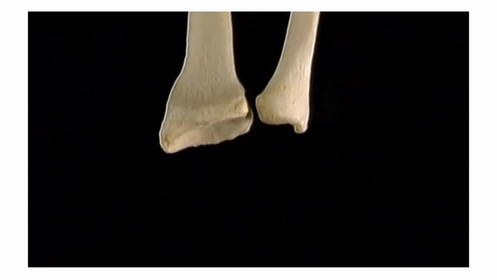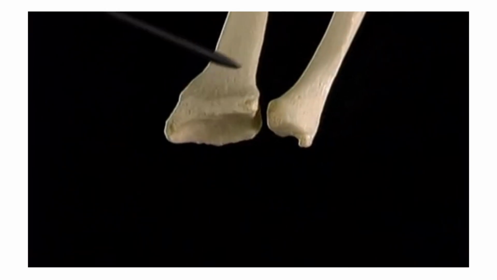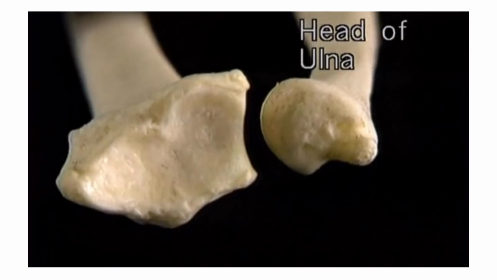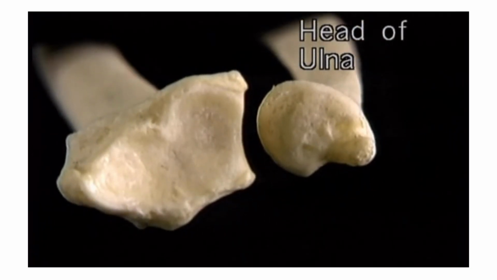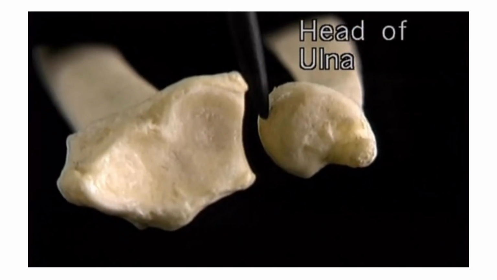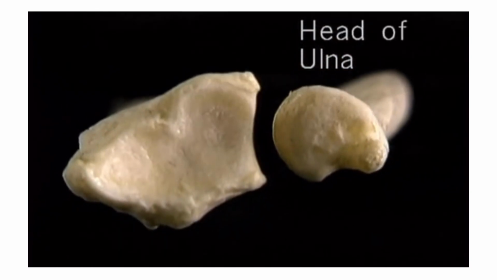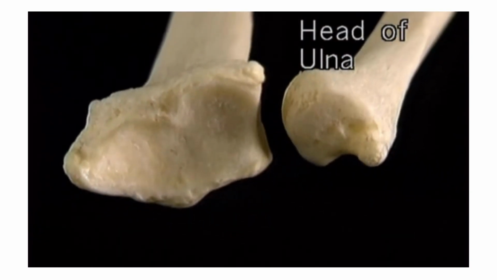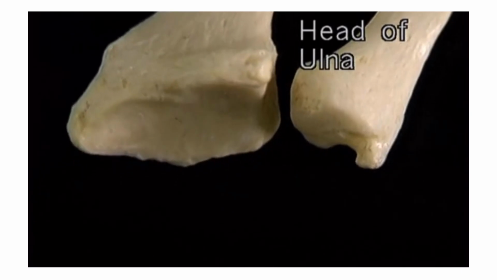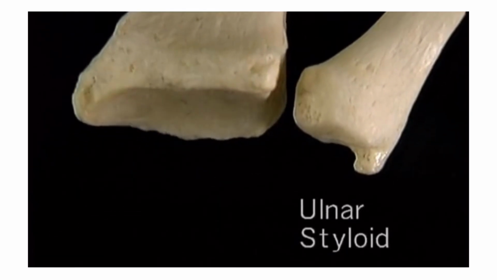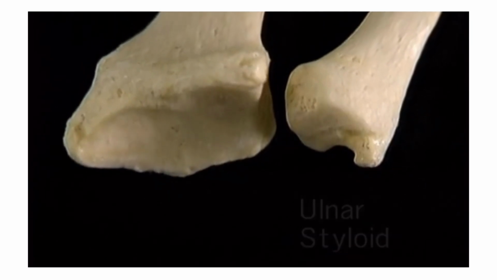To understand the distal radioulnar joint, let's look at the distal ends of the radius and the ulna. The head of the ulna has a rounded articular surface. This part articulates with the radius. This part articulates with a key structure that we'll see shortly, the triangular fibrocartilage. The pointed tip of the ulna is called the ulnar styloid.